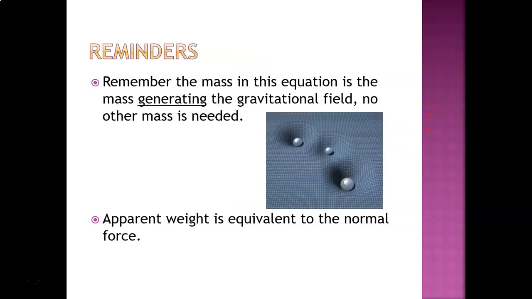So just a couple of quick little reminders. First of all, the mass in this equation is the mass generating the gravitational field. No other mass is needed, right? So this object here is generating this gravitational field. This one here is generating this field. This one here is generating this field. And the apparent weight is equivalent to the normal force. And again, g is equal to Gm over r squared.